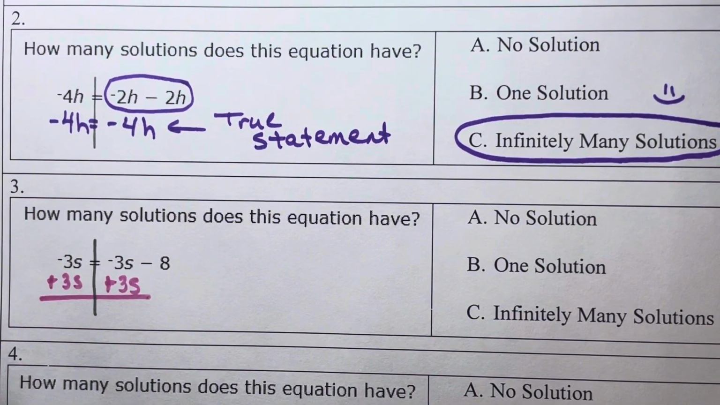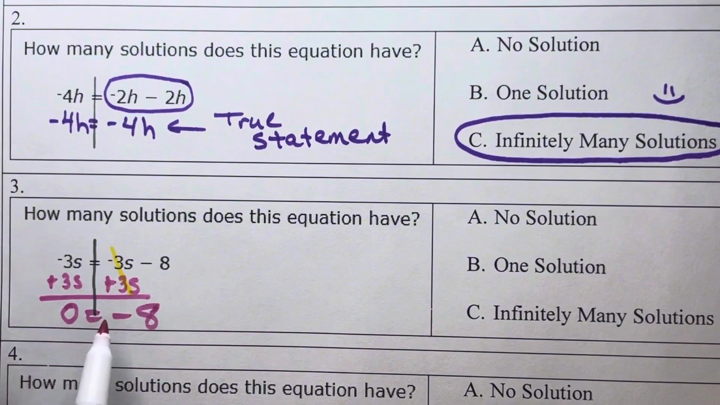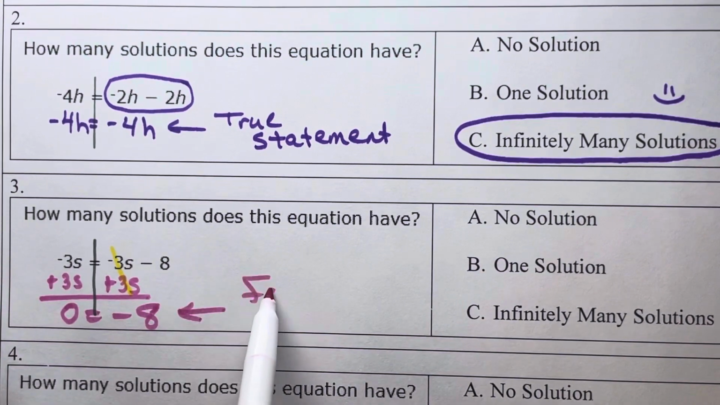The purpose of that was to get the 3s on the right side of the equation to cancel out. But in turn, what it did is it says negative 3s plus 3s here on the left side of the equation. Well, that canceled out all of my variables, leaving 0 equals negative 8. Now, is this a true statement? Does 0 equal negative 8? No, not at all.